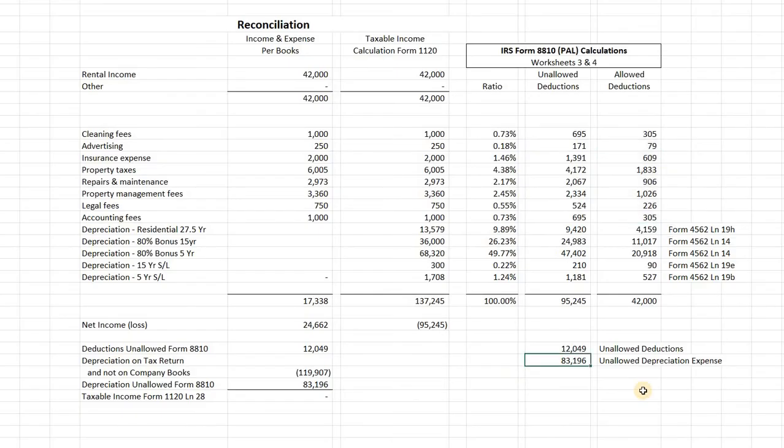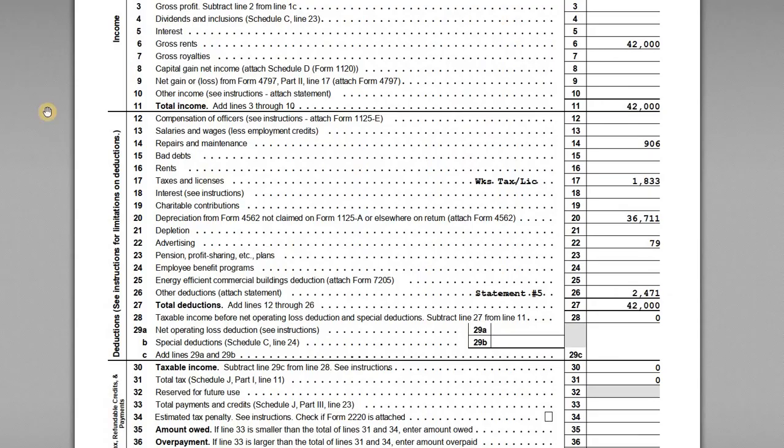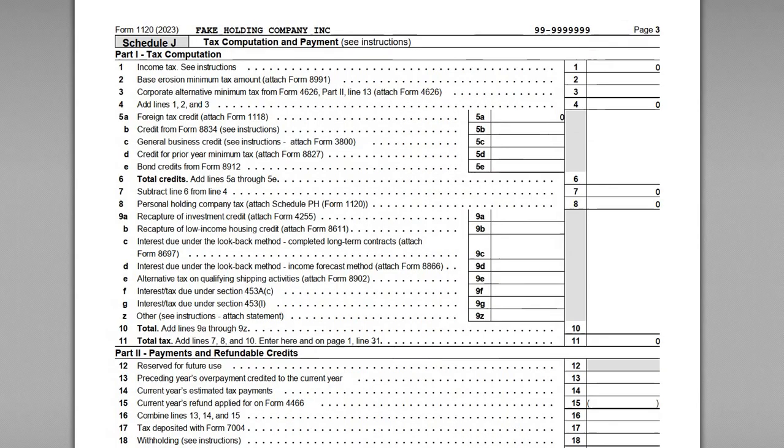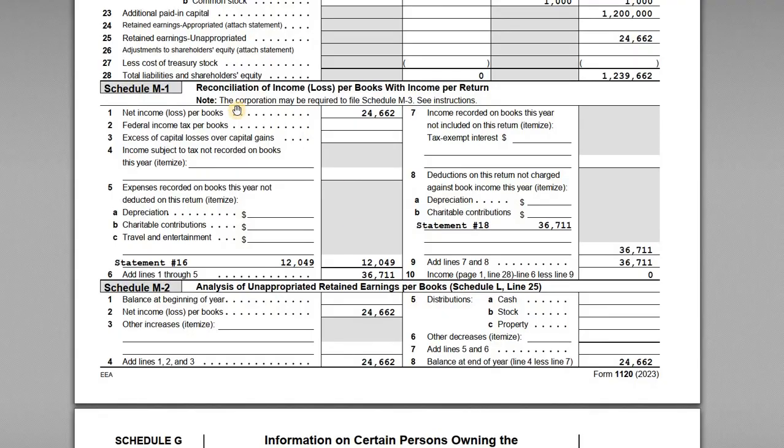Okay, so now the question is, how do we pull all this together in the M1 reconciliation item? So if we have a look, let's jump down to Schedule M1. So Schedule M1, the reconciliation per books with what's on the return. So remember, the return is showing 0. So we have 0 taxable income for the year because of the PAL limitations. But our net income or loss per books is $24,662.